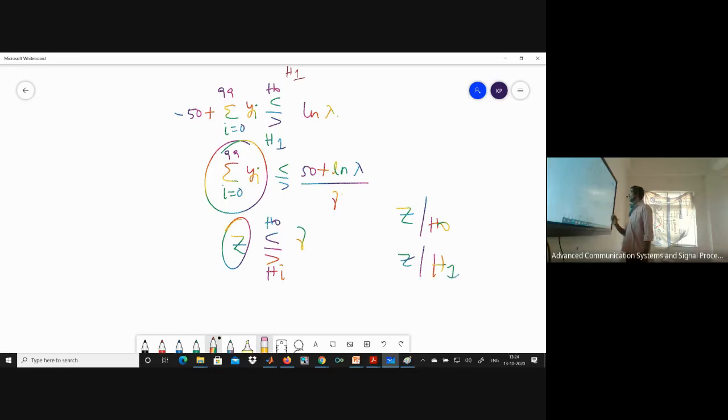Could you please draw it? Here z is a summation of 100 random variables, y0 to y99. So what I want you to draw is the probability of z when h naught has occurred and the probability of z when h1 has occurred. What are the modifications or differences that you are going to have? Let's have a look at this.